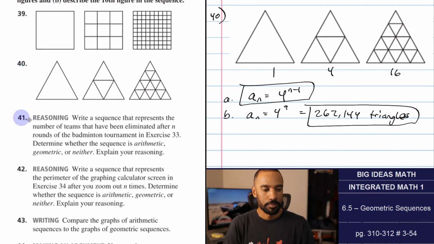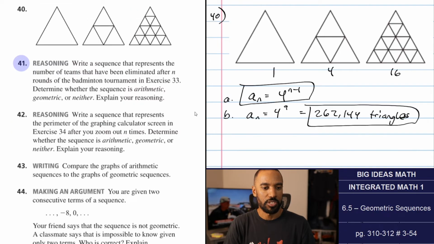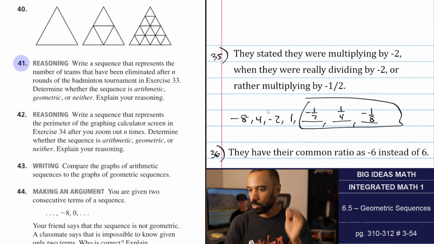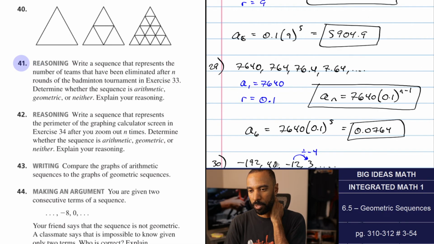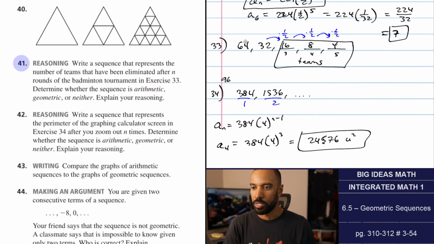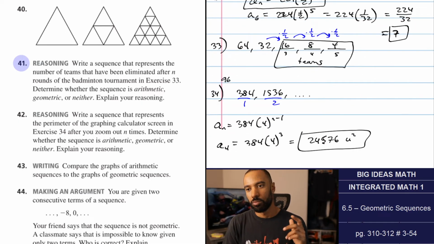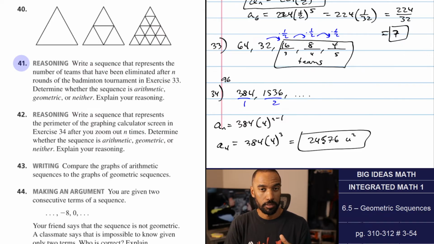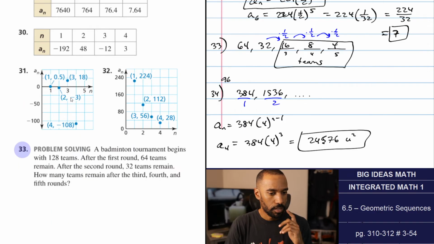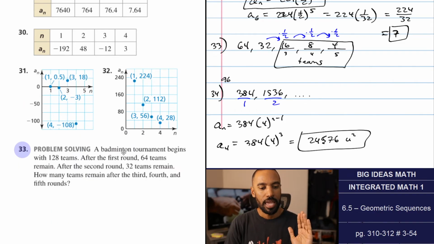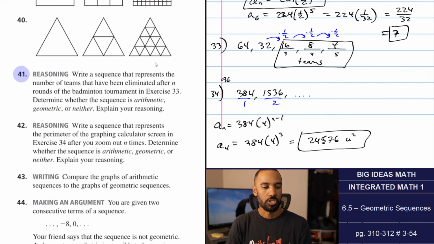Number 41. Write a sequence that represents the number of teams that have been eliminated after n rounds of the badminton tournament in exercise 33. What did we? 33. Maybe we didn't. Maybe that was just in the previous. We didn't. So 64 is after one round. Wait. Let's go back to the question. It begins with 64 teams, but I'm going to let n represent the number of rounds that have gone by, so that's why I wrote 64 to begin with. So let's stick with that.